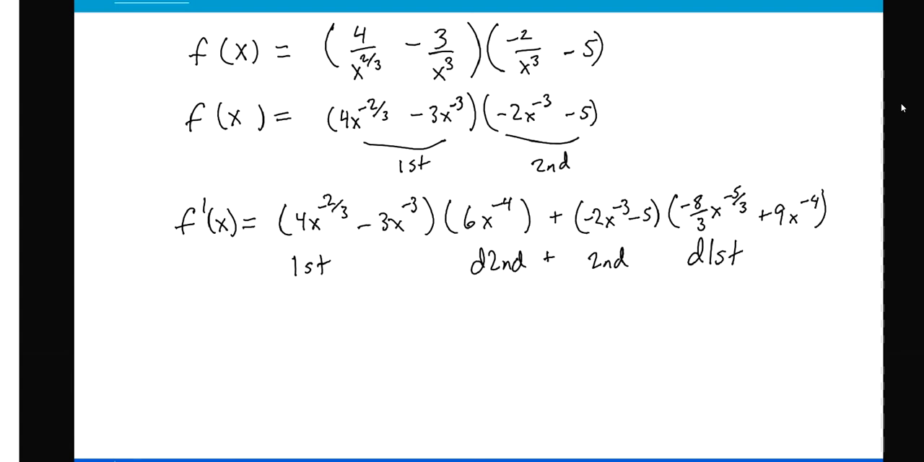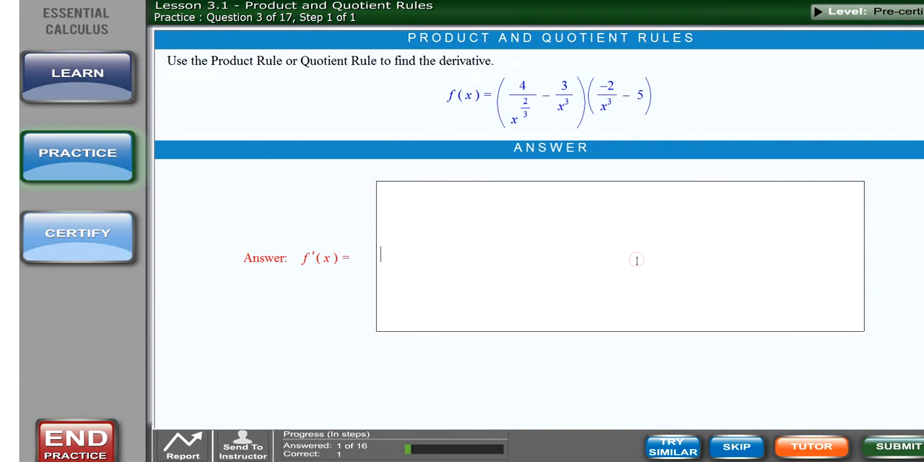So again, we're just doing the power rule inside those parentheses there. Again, don't simplify. Leave it like that. Let me flip over here and type that in. And so we had 4x to the negative 2/3 minus 3x to the negative 3 all times 6x to the negative 4 plus negative 2x to the negative 3 minus 5.